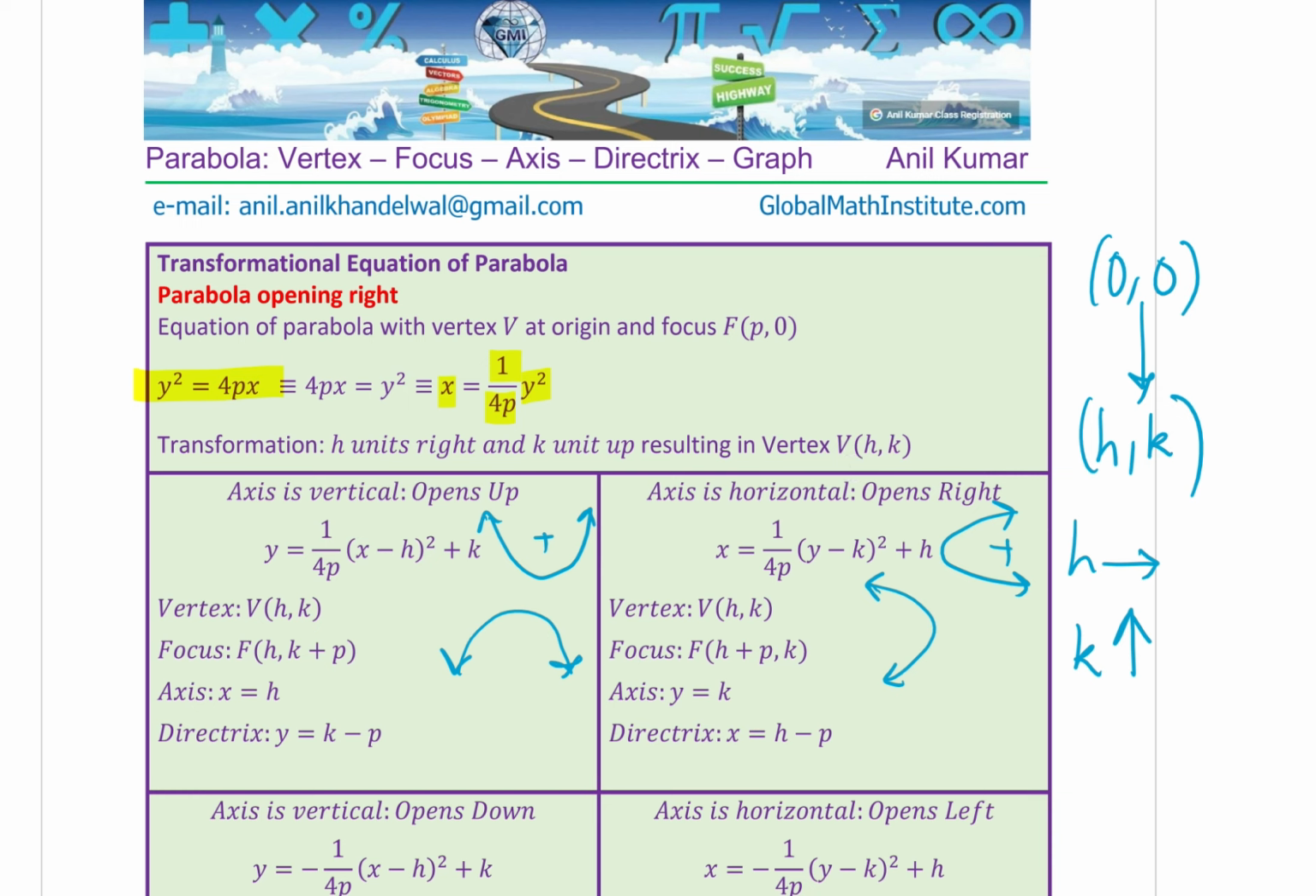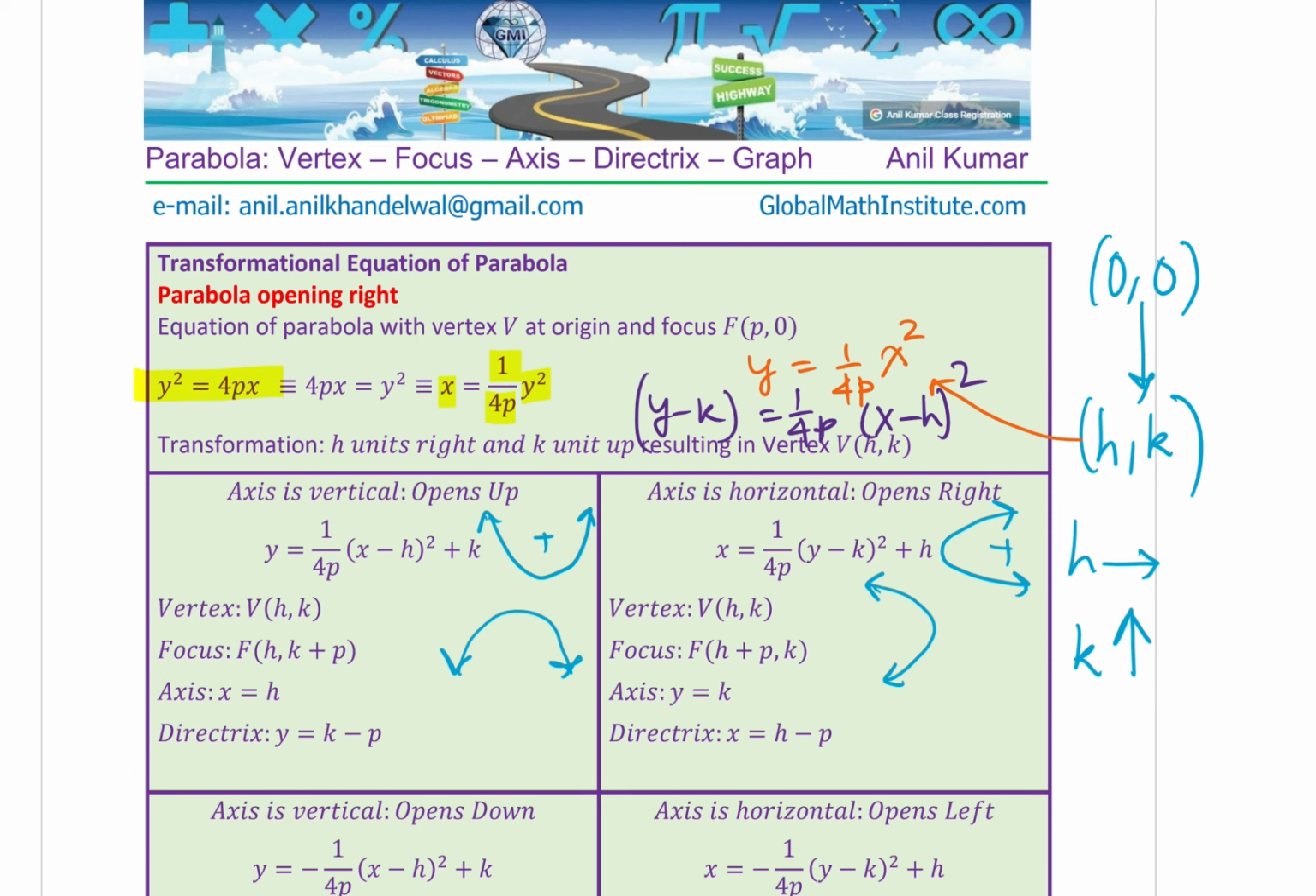So basically, what happens is something like this. Let us say we have this formula y equals 1 over 4p x whole squared. So because of this translation, what is going to happen? Well, as you can see, y gets translated. So we can have y minus k equals 1 over 4p (x minus h) whole squared. So that gives you the transformed equation from the standard one once you know the vertex.